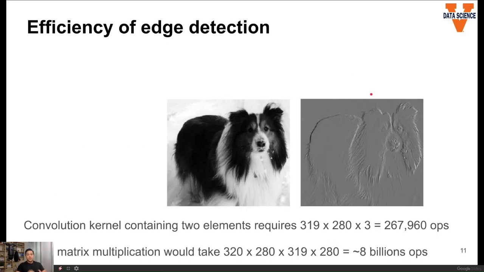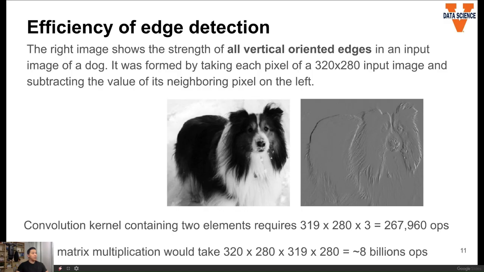So let me explain this efficiency with the application of edge detection. The right image shows the strength of all vertically oriented edges of the input image of a dog. You can think of this as a highlight of vertical edges. The way it's calculated is that it takes every pixel in the input image and subtracts the value of the neighboring pixel to the left. So all it does is subtract the neighboring pixels to compute the difference, right? For example, you can see this is a really strong edge. Why is it a strong edge? Because when you take a black pixel here and subtract a white pixel, you see the huge difference, right? So all the edges in the image become emphasized.